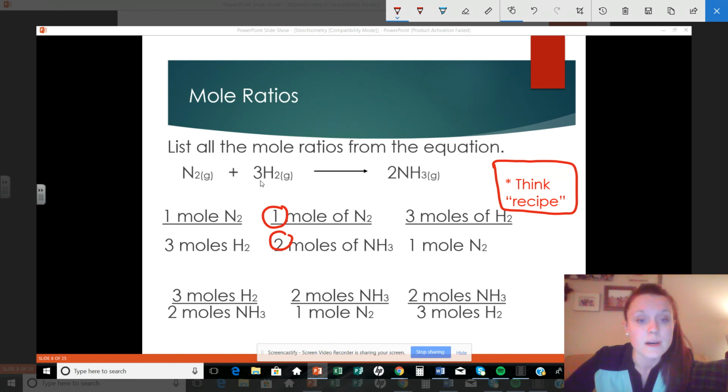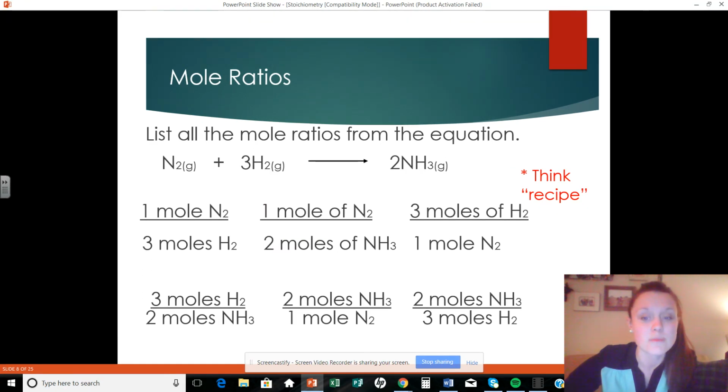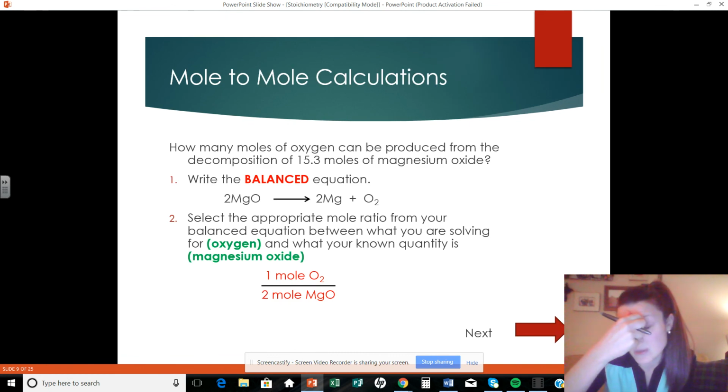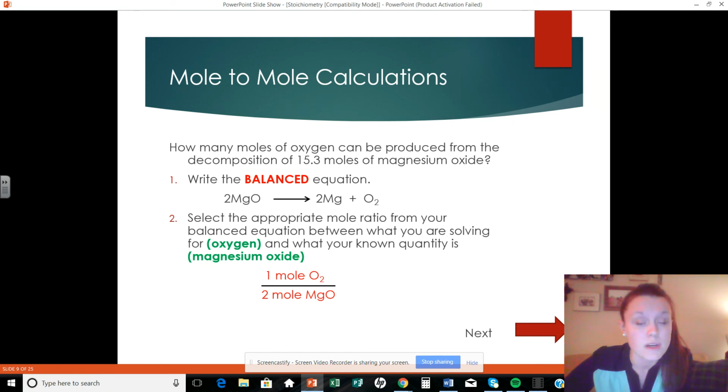I'm not saying you would use all of them, but those are all of the possible molar ratios. When you're doing a specific calculation, you have to consider what you're trying to calculate, and that will help you choose which one of these molar ratios you actually have to use. We're going to go through an example in a minute. If you interpret a chemical equation using moles, you can go through a mole-to-mole calculation. Now we're going to go through an example of that.